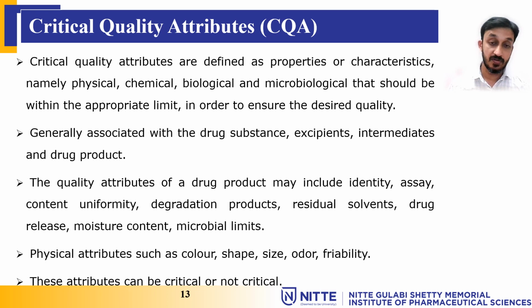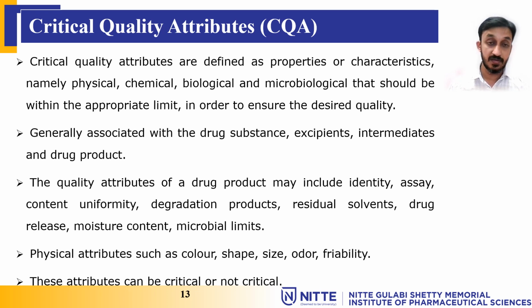The quality attributes of drug product may include identity, assay, content uniformity, degradation products, residual solvents, drug release, moisture content, and microbial limits. It also includes physical attributes such as color, shape, size, odor, friability, etc. And these attributes can be critical or not critical. So as a second step, the scientist has to identify which are the critical quality attributes or critical properties of the drug product which is determinant to its quality.